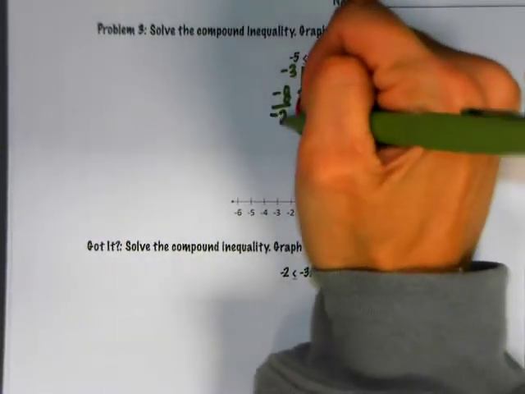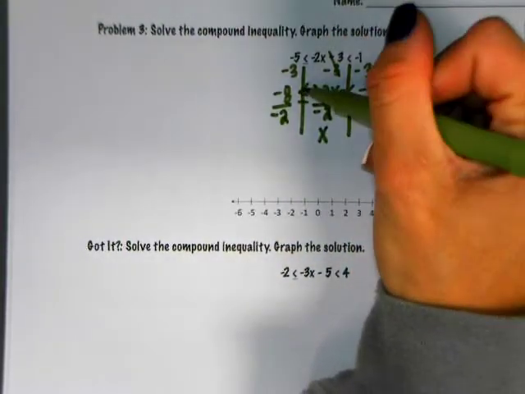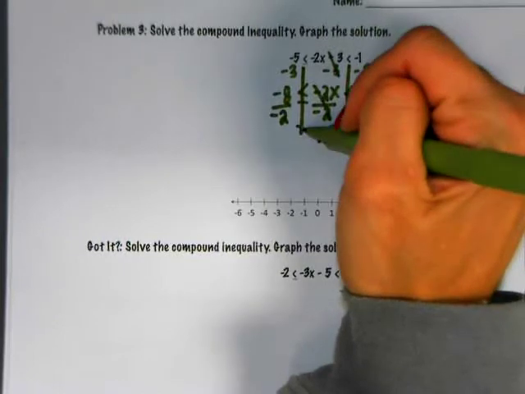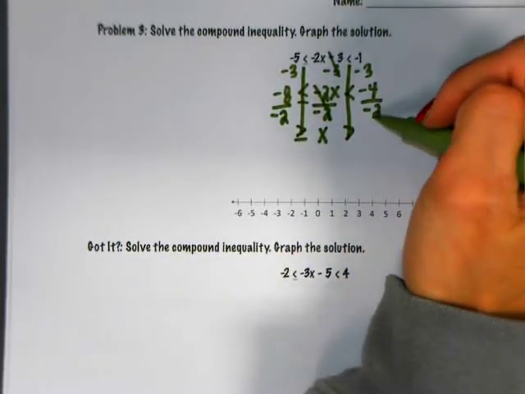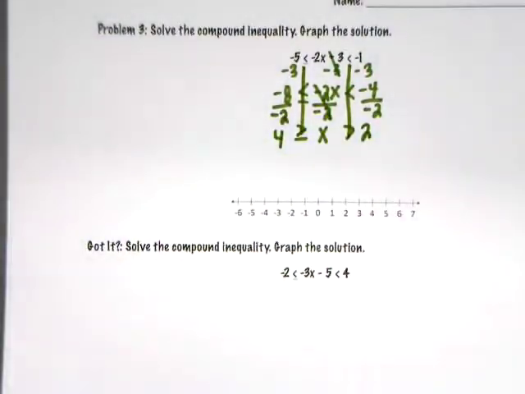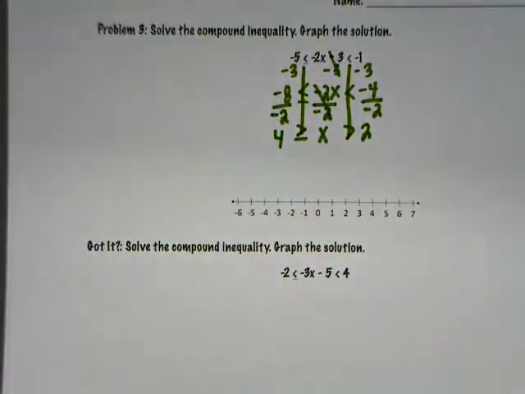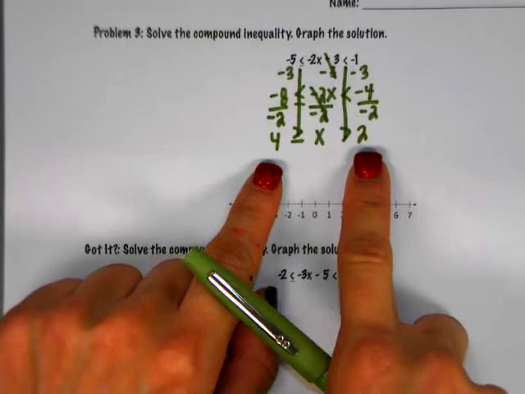What do I have to do when I multiply or divide by a negative? Switch the signs. Yep, all of them. So that one's going to turn this way, that one's going to turn this way. That's going to be a +2, that's going to be a +4. So we flip if it's divide by negative only. Multiply or divide by a negative is when you've got to flip the signs. Now when I'm looking at this, my smaller number's on this side, my bigger number's on this side.